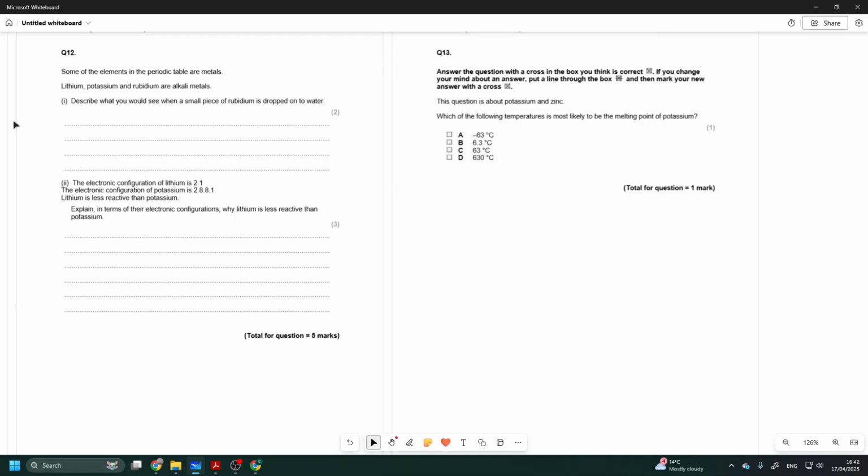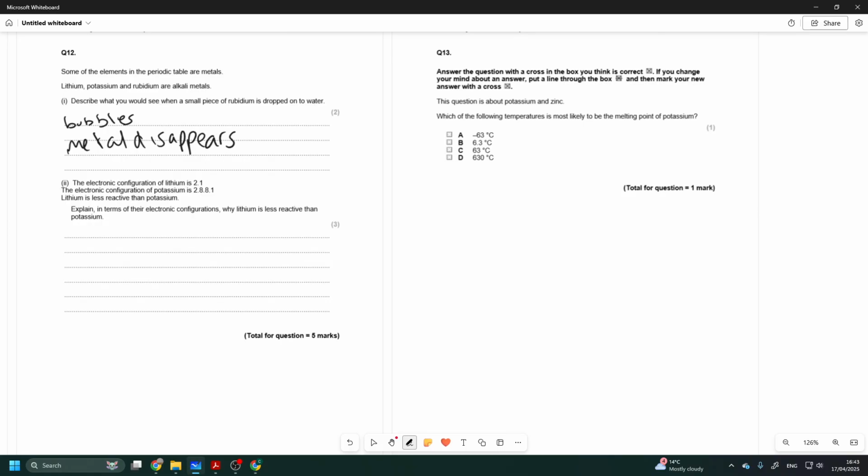Describe what you would see when a small piece of rubidium is dropped onto water. Sounds very similar to a question we've just answered. Again, you could use descriptions of what you saw when other alkali metals are dropped onto water. So bubbles, and the metal disappears.